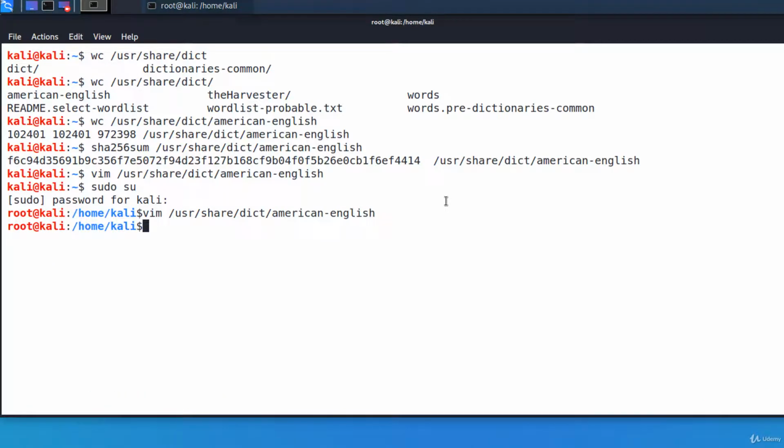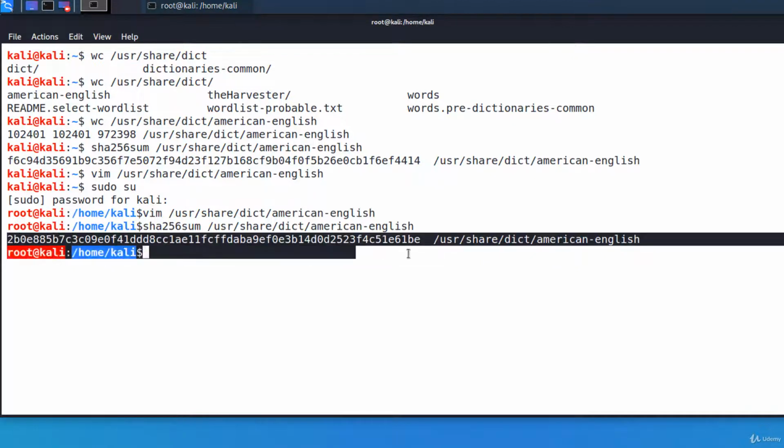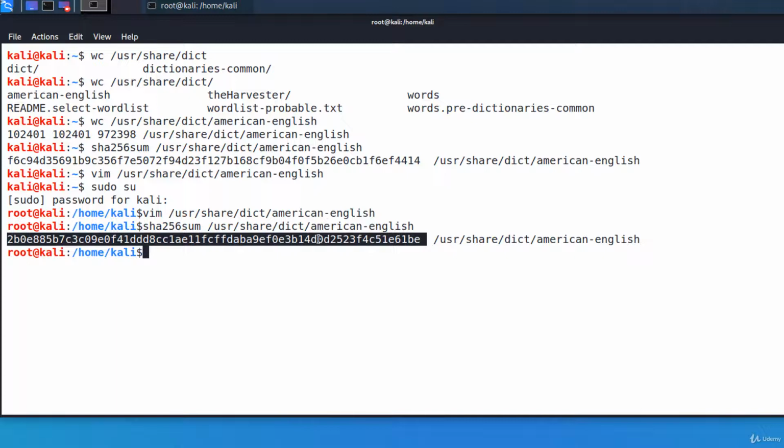Let's see the hash. And we notice that the hash is entirely different. It's in fact a new hash. This is the avalanche effect.